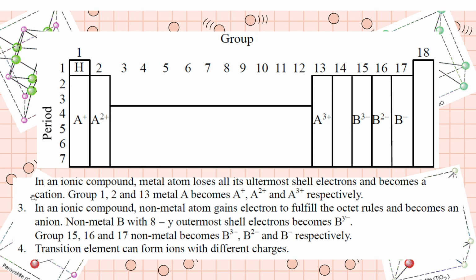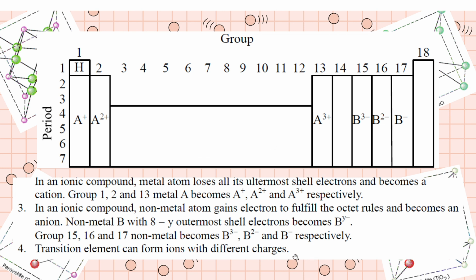Just to make it easy: metals become positive ions, we call them cations, 1 plus, 2 plus, 3 plus, depending on the group, 1, 2, or 13. And for the ionic compound, non-metals want to be negative ions, anions, by getting more electrons. If they have one less electron, they get one; two less, they get two. So groups 15, 16, and 17: look at them, one step close, two steps, three steps. So 1 minus, 2 minus, and 3 minus.